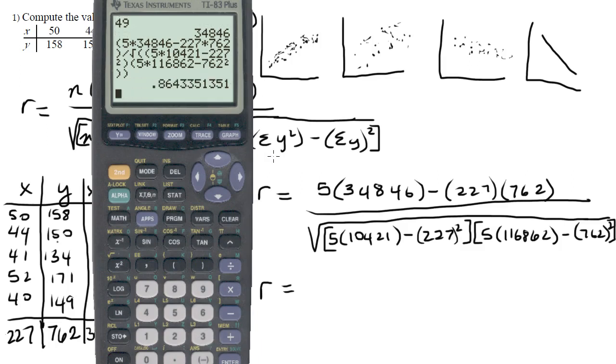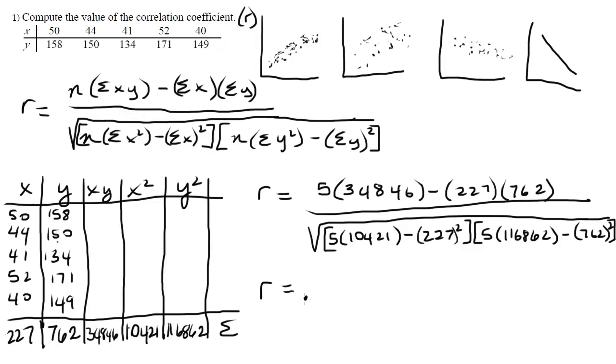Enter. So our correlation coefficient is 0.864. And that's a pretty strong positive correlation. It's pretty close to 1. So this data here is very closely correlated in a positive direction.